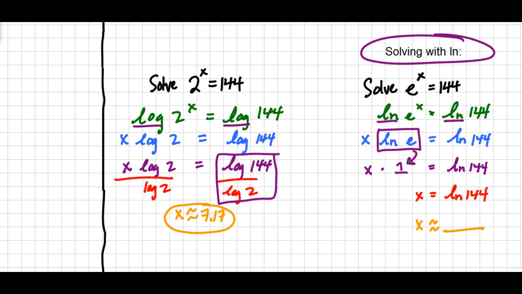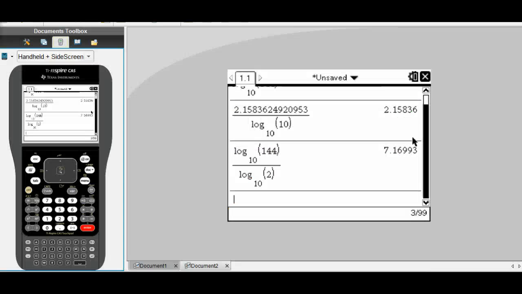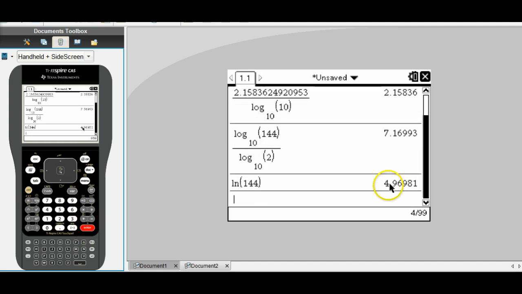Now if you forget that and decide to divide by natural log of e on both sides, it'll be okay, it'll still work. It's just you're doing an extra step that you don't need to do because you're dividing by a 1 there. But if you type that in, it absolutely does no harm whatsoever. But let's just do natural log of 144. So this time natural log of 144, and I'm going to get an answer for that. It should be about 4.96.